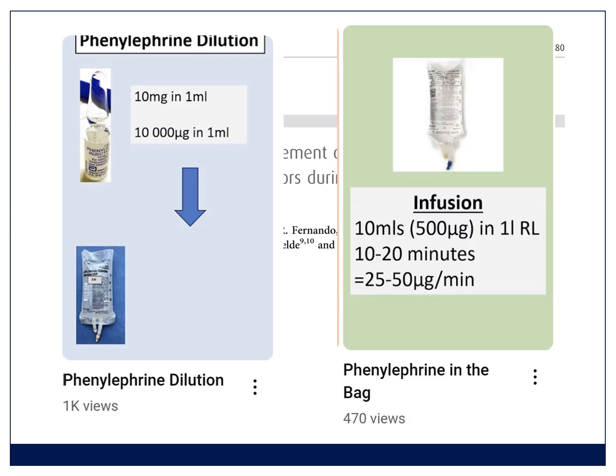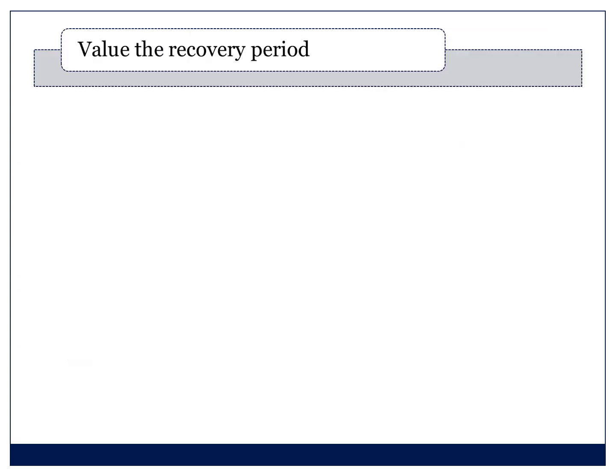Or you can run a phenyl in the bag, which is 500 micrograms into 1 liter. And you run that over 10 to 20 minutes, it's the same as 25 to 50 mics per minute. So you get a full liter, and you run that once the spinal goes in over 10 to 20 minutes with 500 mics of phenylephrine in the bag. There's also a short on how to draw that up. And that recipe is in that consensus guideline. So it's worth a read to see how to do that.